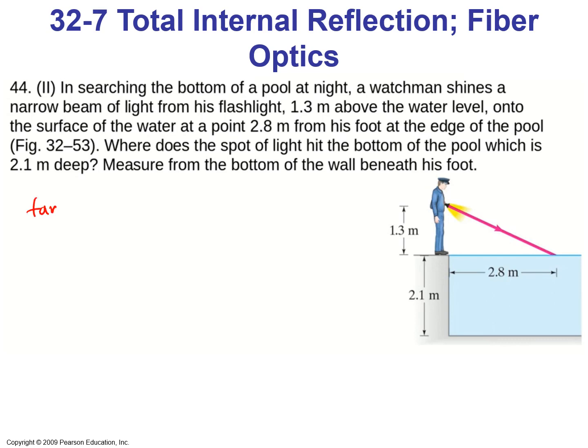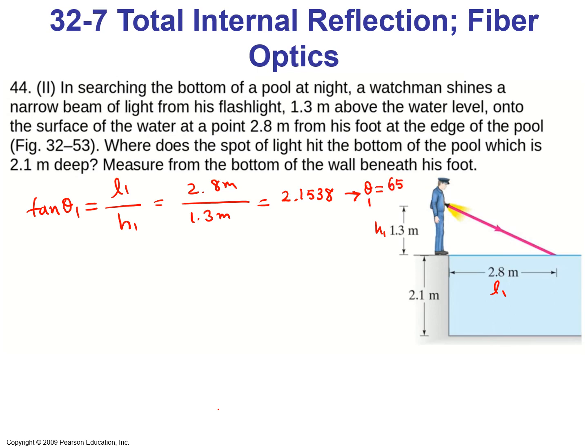First off, we say tangent theta 1 is equal to L1 over H1, where L1 is 2.8 meter, and this is L1, and H1 is 1.3 meter, and that gives us 2.1538, and we can solve it for theta 1, and that is equal to 65.095 degrees.